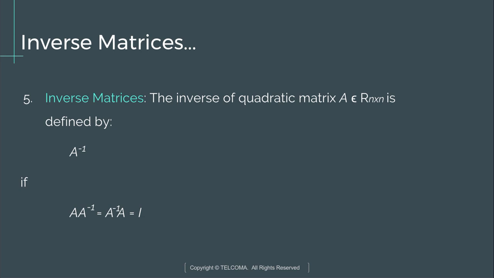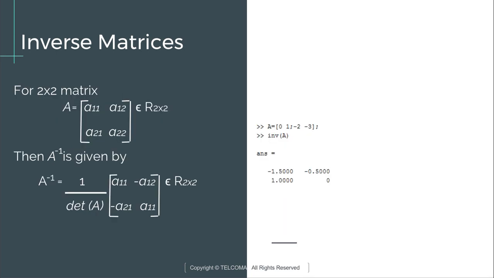Now, what are inverse matrices? The inverse of a quadratic matrix is defined as A raised to the power minus 1. This will be possible only if A into A inverse or A inverse into A gives you the resultant as the identity matrix. Now, how to find the inverse?